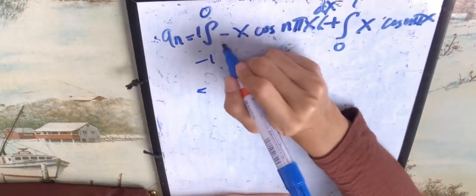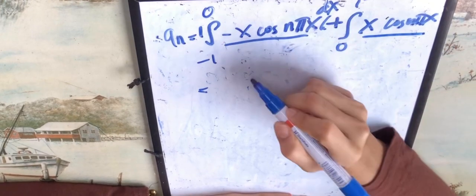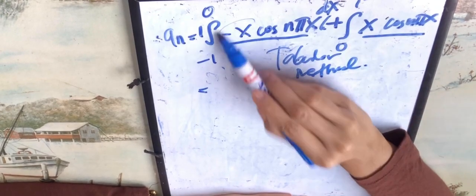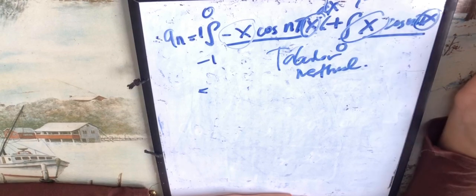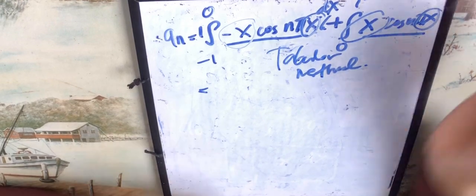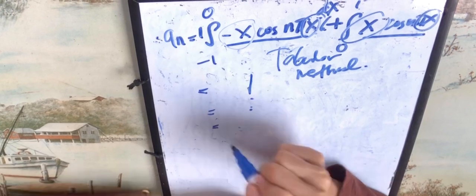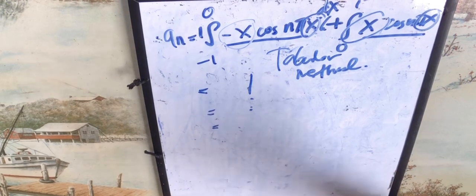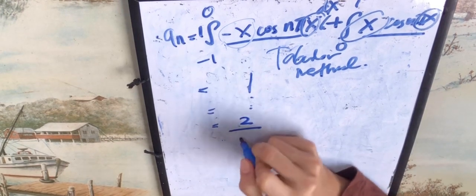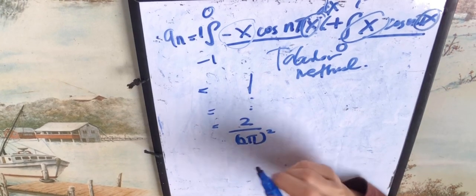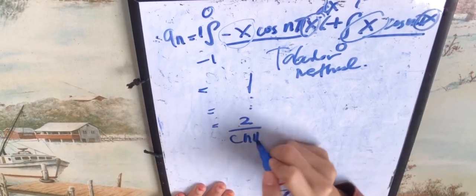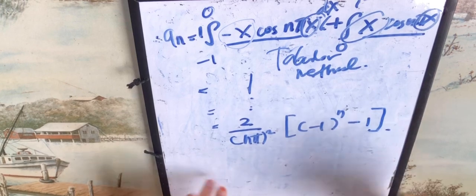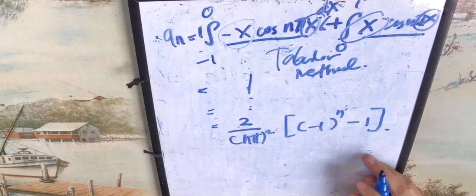So how do we solve this one? You need to use the tabular method. Why the tabular method? Because you have two different functions multiplied here, so that means you need to use the tabular method. Do the tabular method by yourself, then I give you the answer so you can check whether it is correct or not. You will get this one: 2 over n squared pi squared, times negative 1 to the power n minus 1. So this is the answer for a_n.